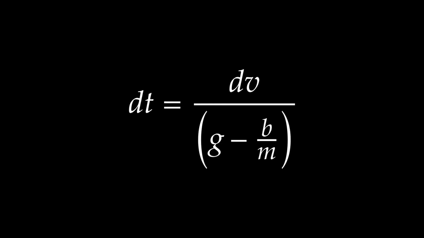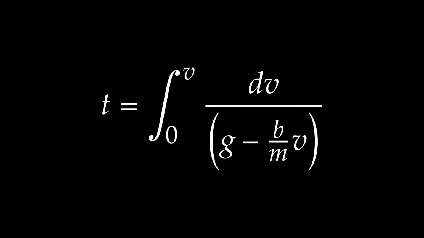I'm going to solve for dt, and I'm going to get everything that's v on the other side of the equation, because the equation is still separable. dt is going to be equal to 1 over (g minus b over m v) dv. And so, proceeding as I have done, solving for t, I integrate to get t.